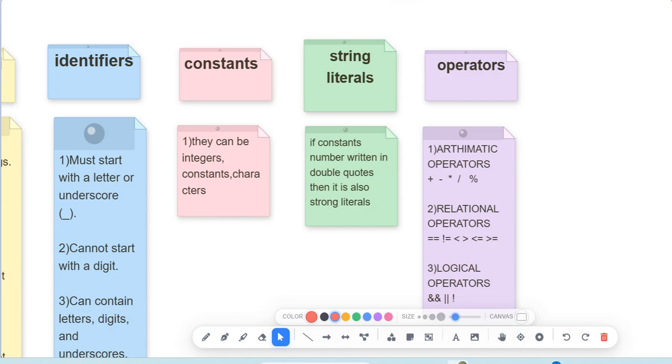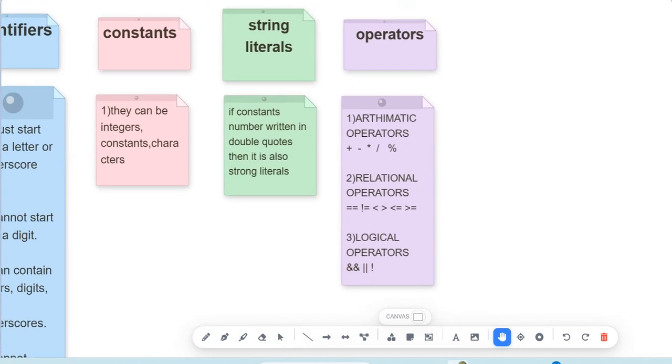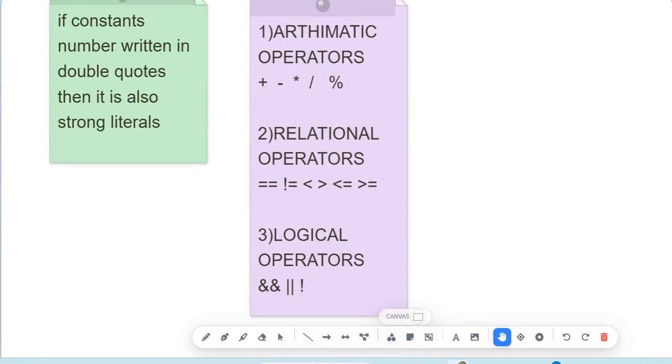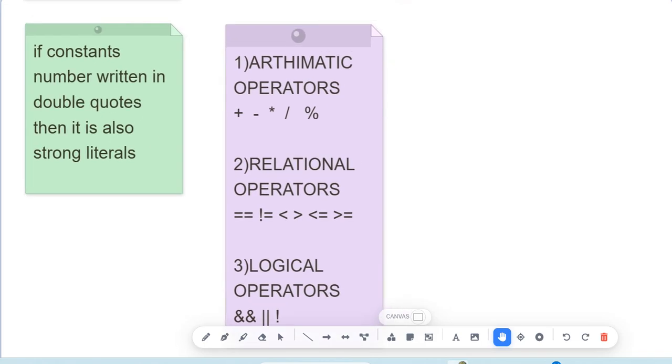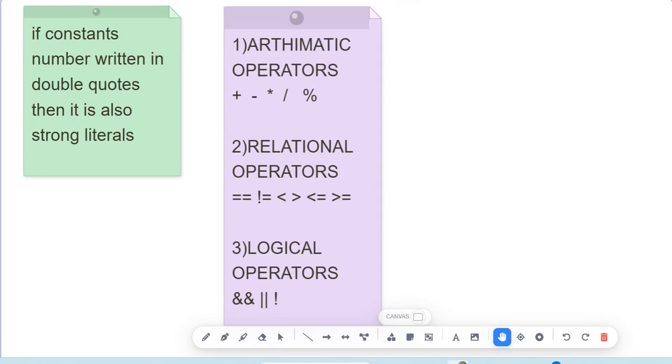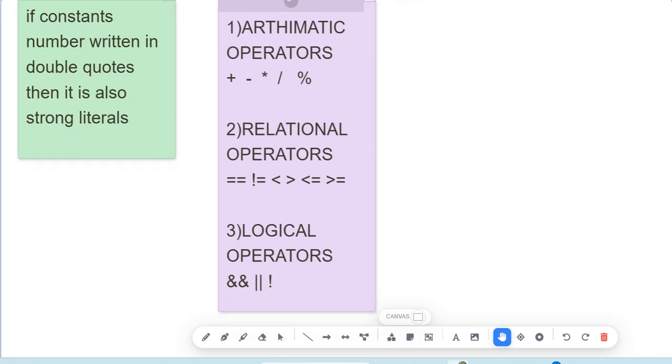Next, coming to the operators. In the previous video, I have discussed the operators. In simple terms, operators are those which perform operations like addition, subtraction. Here we can see there are three types of operators I have mentioned: arithmetic operators, relational operators, and logical operators. You all know arithmetic. What is the use of the arithmetic operator? Plus, minus, multiplication, division, and percentage. I'm going to make a dedicated video related to arithmetic operators, relational operators, and logical operators.